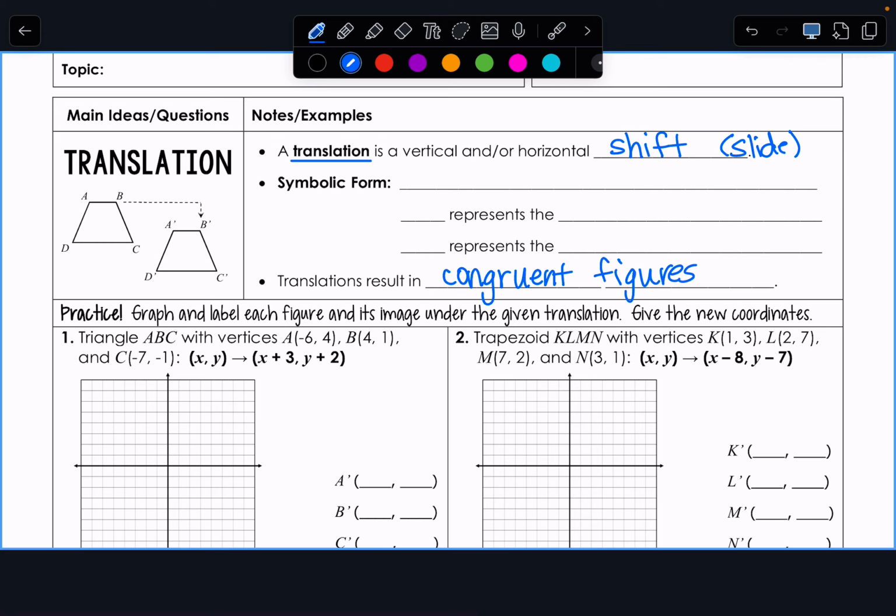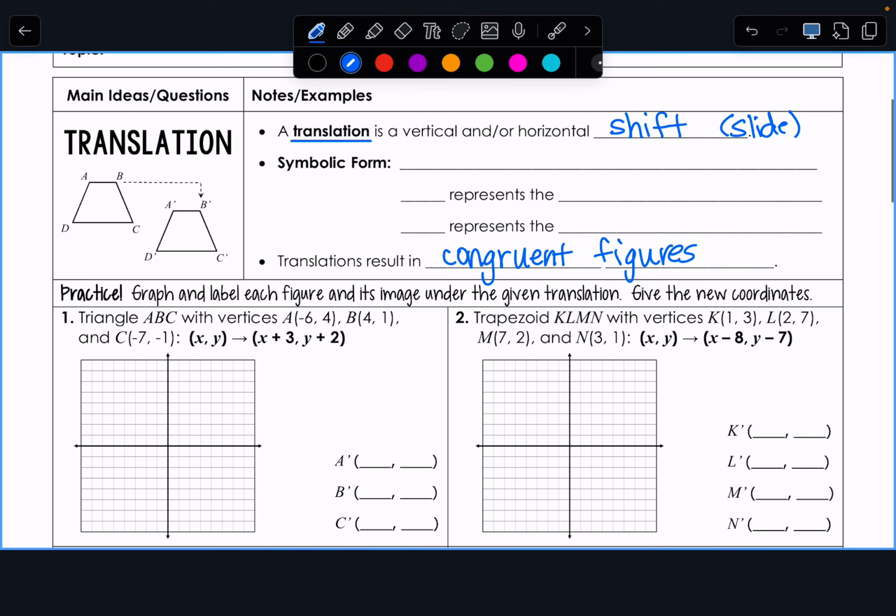We have to move every single coordinate the same direction in order for our shape to stay the same. So what's going to happen is you're going to have something that looks like this. You're going to have X, comma, Y, then you're going to have an arrow. And then you're going to have X plus a number and Y plus a number.